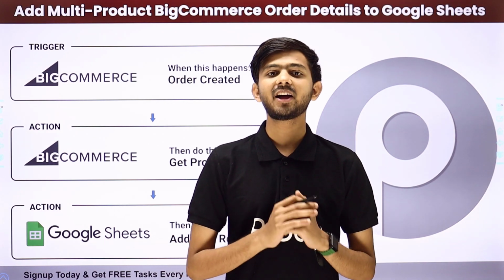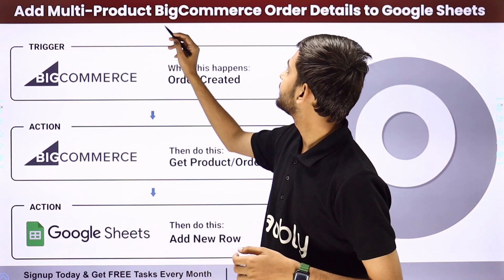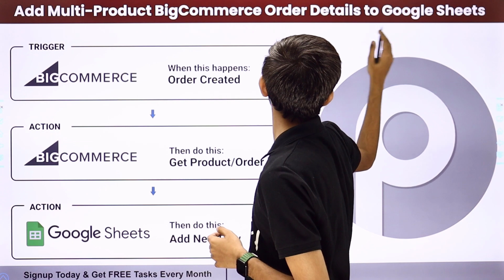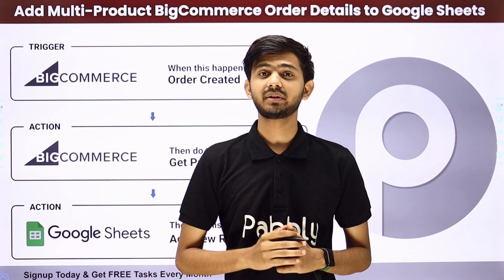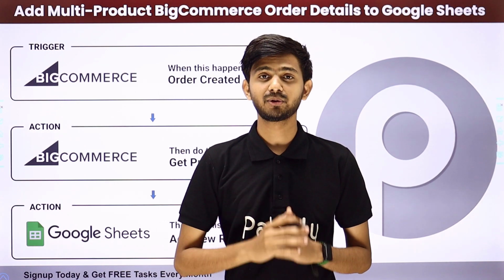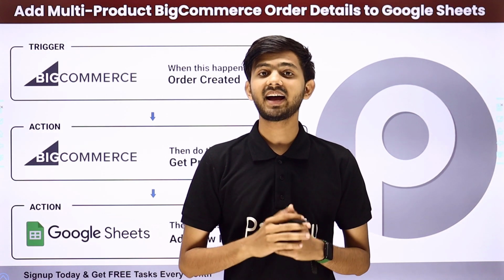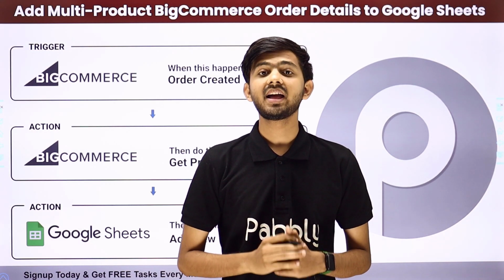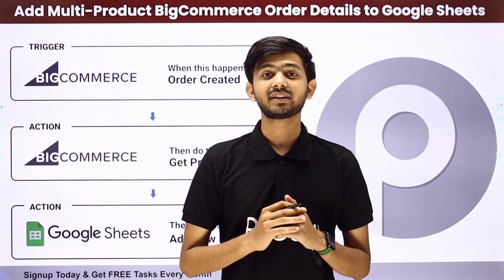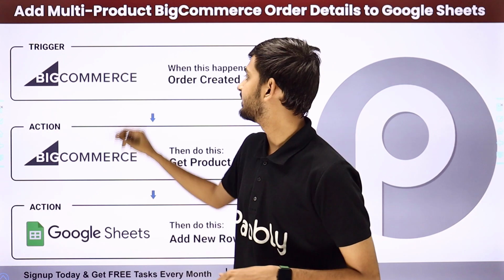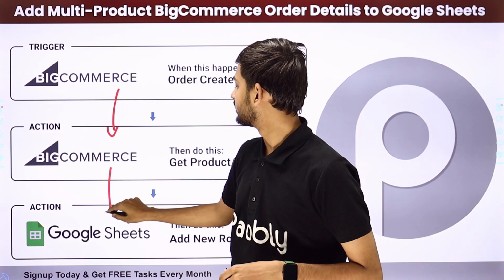Hello everyone, today our topic is how to add multi-product BigCommerce order details to Google Sheets. So here our objective is that whenever I get a new order with multiple products in my BigCommerce store, I want to first find the details of the order and product, and then I want to add these details automatically in my Google Sheet. For that, we will create an integration between BigCommerce and Google Sheets.